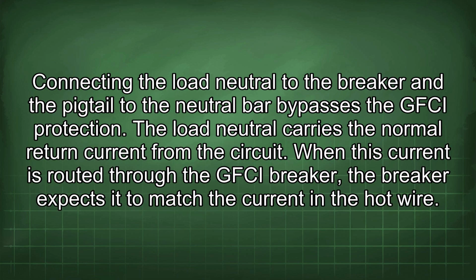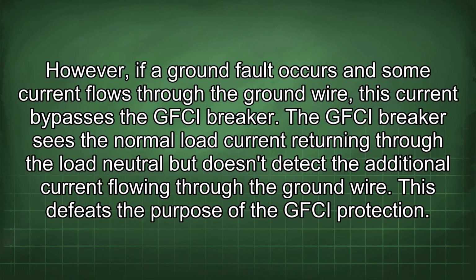Connecting the load neutral to the breaker and the pigtail to the neutral bar bypasses the GFCI protection. The load neutral carries the normal return current from the circuit. When this current is routed through the GFCI breaker, the breaker expects it to match the current in the hot wire. However, if a ground fault occurs and some current flows through the ground wire, this current bypasses the GFCI breaker. The GFCI breaker sees the normal load current returning through the load neutral, but doesn't detect the additional current flowing through the ground wire. This defeats the purpose of the GFCI protection.